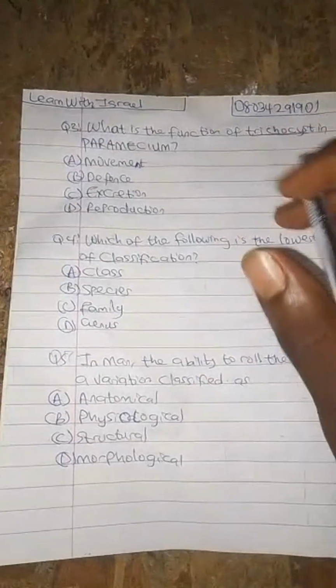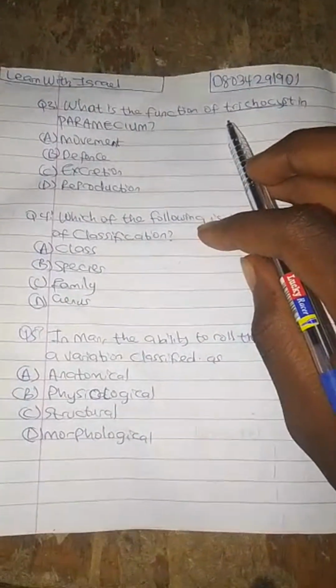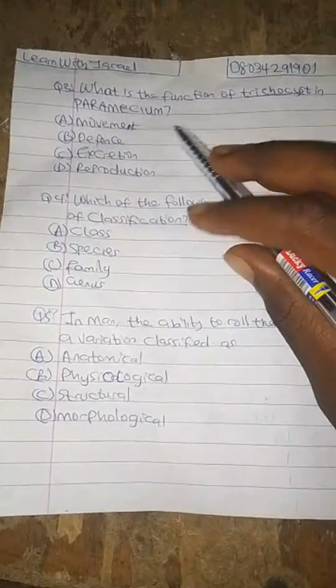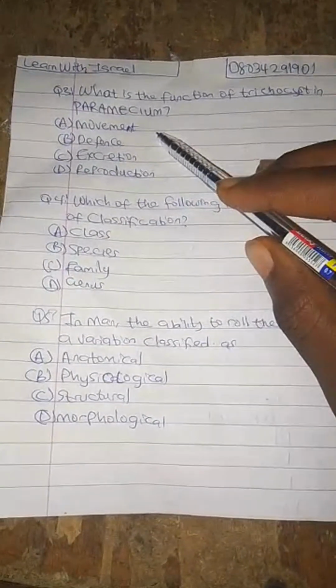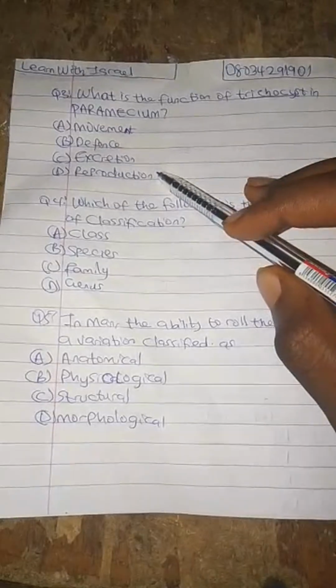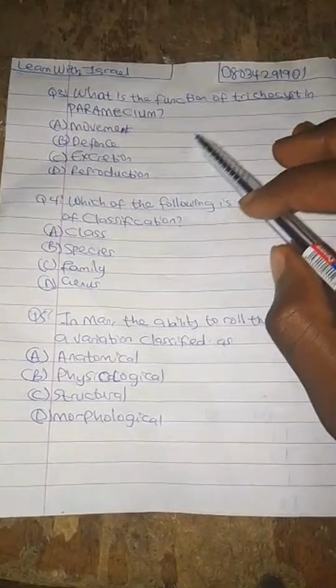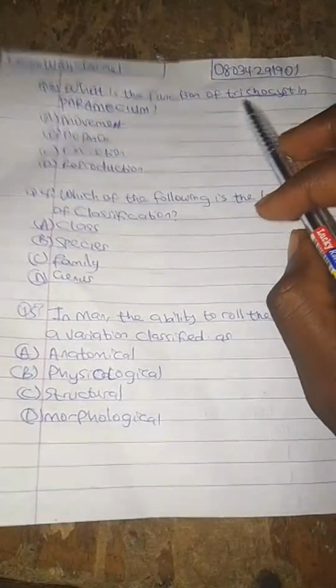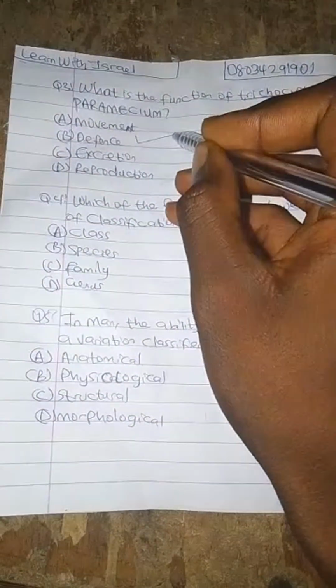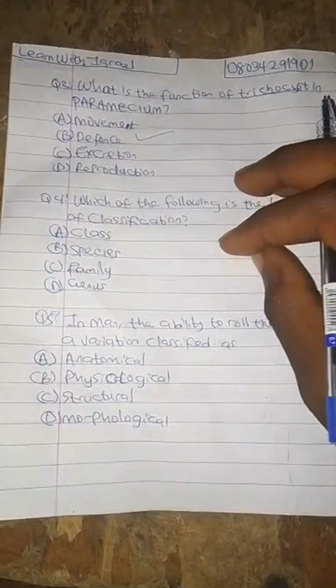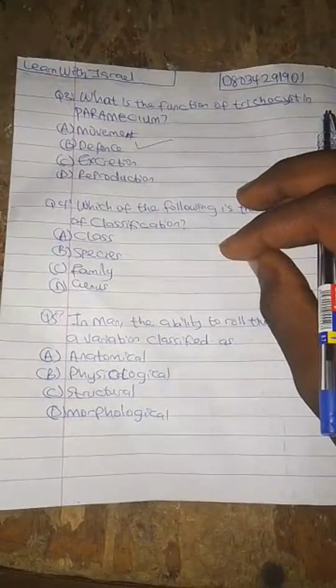Question 3. What is the function of trichocytes in paramecium? A. Movement, B. Defense, C. Excretion, D. Reproduction. So trichocytes serve as defense in paramecium.